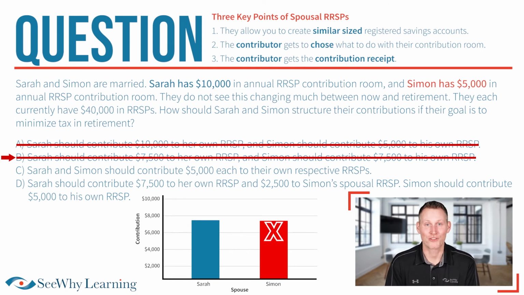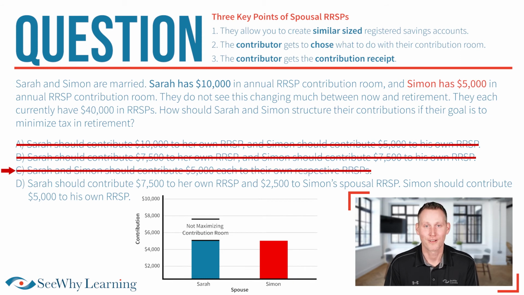Let's take a look at answer C. Sarah and Simon should contribute $5,000 each to their own respective RRSPs. Well, this is possible too, and it would result in them having similar amounts saved up in their RRSPs, but Sarah would still be leaving a lot of contribution room on the table, so this isn't exactly a perfect answer either.